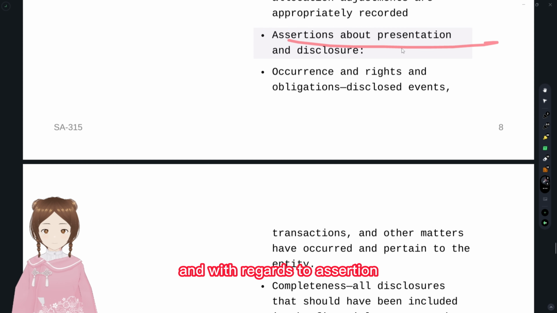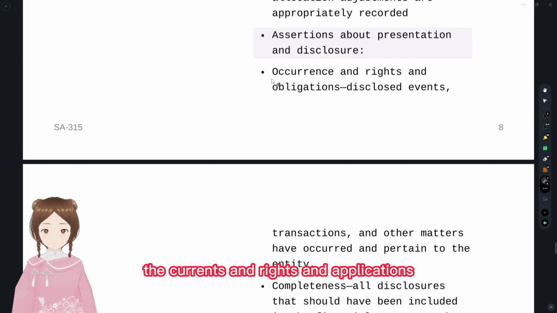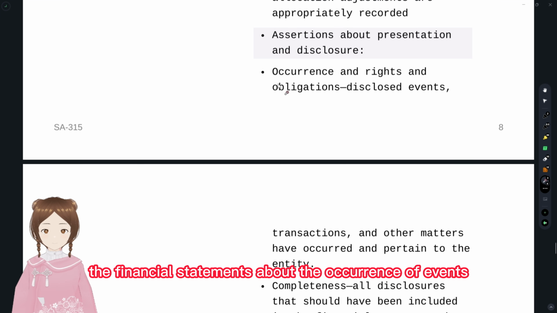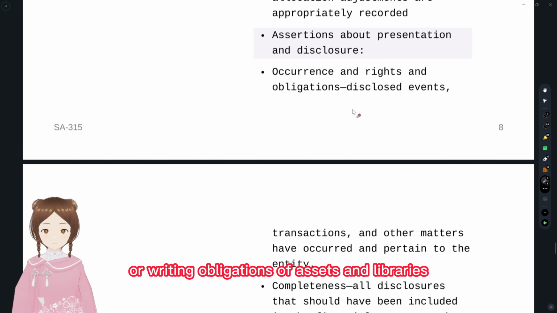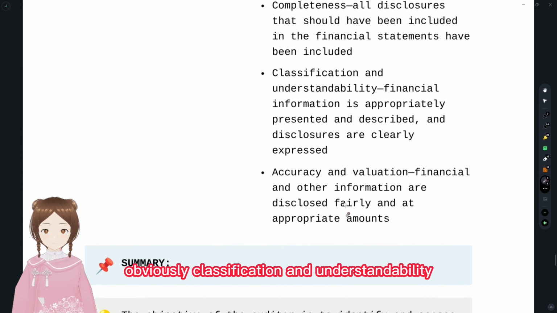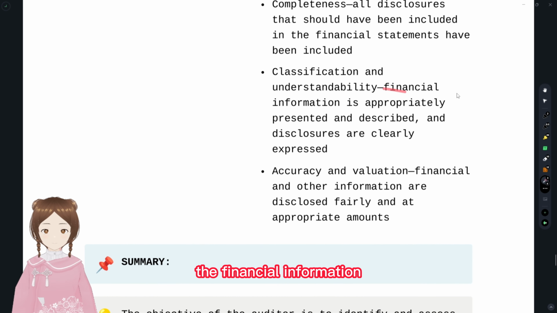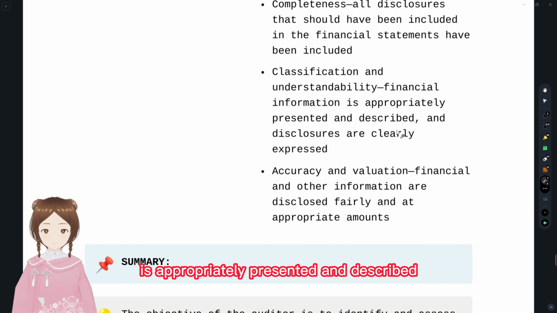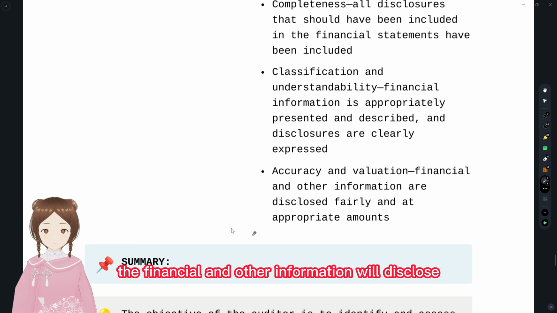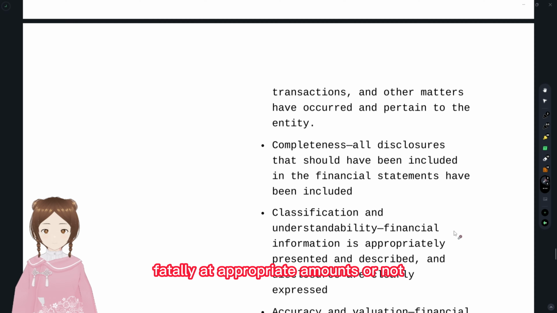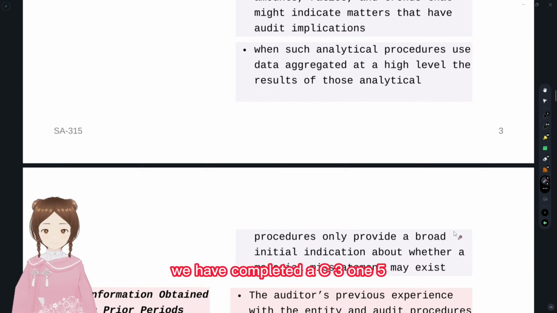And with regards to assertions about presentation and disclosure, the occurrence and rights and obligations, or the disclosed events. This is presentation like notes to accounts or disclosures given below the financial statements about the occurrence of events or rights and obligations of assets and liabilities. And completeness, obviously, classification and understandability. The financial information is appropriately presented and described, and disclosures are clearly expressed or not. And with regards to accuracy and valuation, the financial and other information is disclosed fairly at appropriate amounts or not. And with that said, we have completed our SA 315.